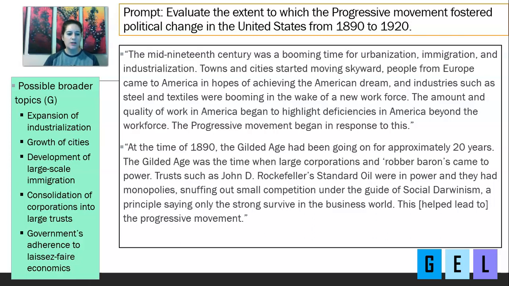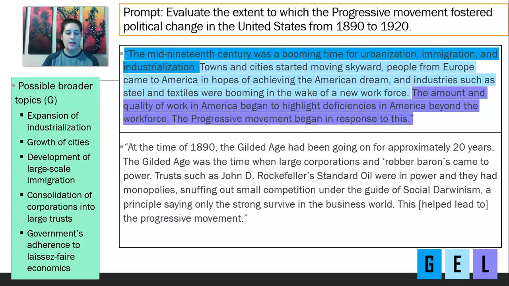So large-scale immigration, you could talk about the shift from Western and Northern Europe to Southern and Eastern Europe with Greeks, Italians, and Slavs, right? That's specific evidence to pull from. The first example mentions a couple of broad topics. They probably could have just stopped at one, but they mentioned urbanization, immigration, and industrialization. But notice the next two sentences provide specific evidence, is a good contextualization.